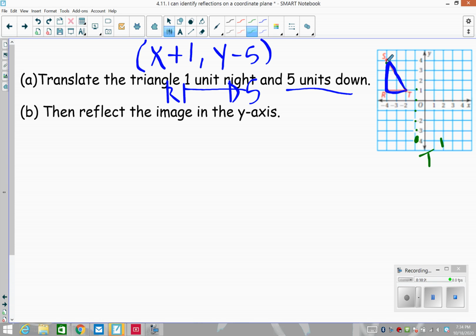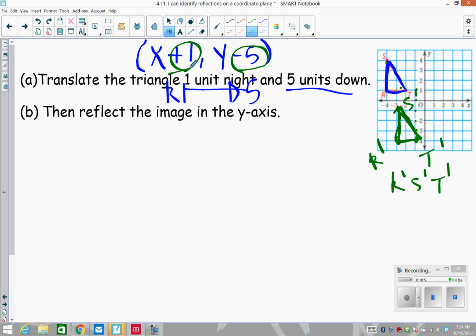And I'm going to do the same thing with s. I'm going to go right 1, down 1, 2, 3, 4, 5. And I'm going to call that s prime. And we're going to take r. We're going to go right 1, down 1, 2, 3, 4, 5. We're going to call that r prime. So this is my new triangle, R prime, S prime, T prime, the new image. It has been shifted right 1, down 5.